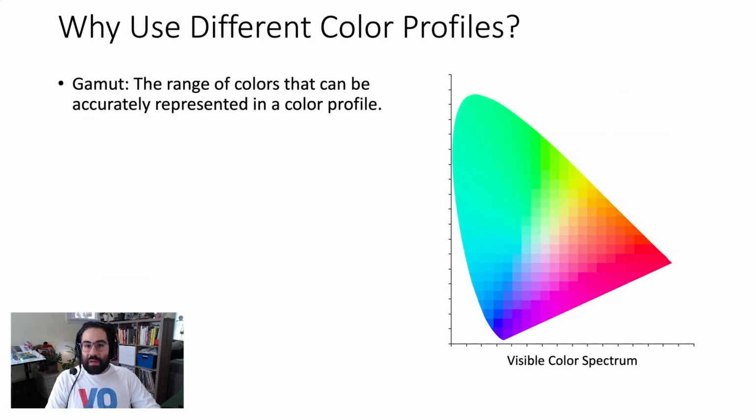But why would we need different color profiles? To explain, let's define a term called gamut. That is the range of colors that can be accurately represented by a color profile. We can see here on the right the visible color spectrum, all the colors that the human eye can see. So think of this kind of like a color wheel. The reason it's shaped like this is that it makes it a little bit easier to illustrate the different gamuts of two common color profiles.